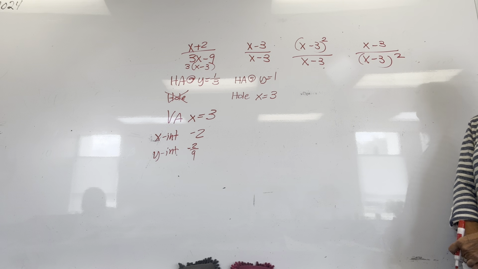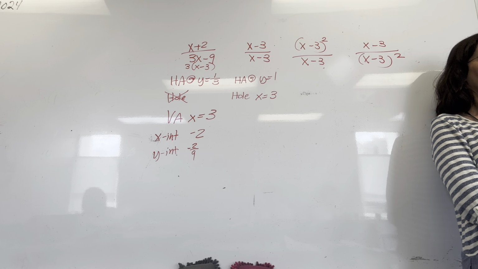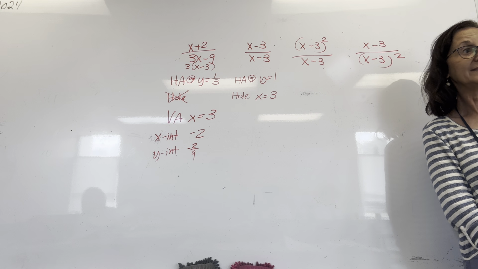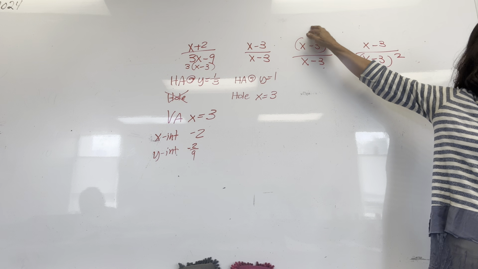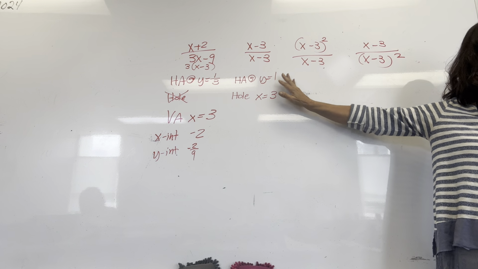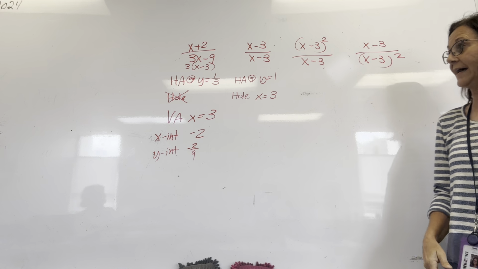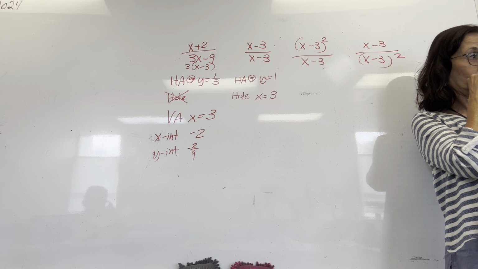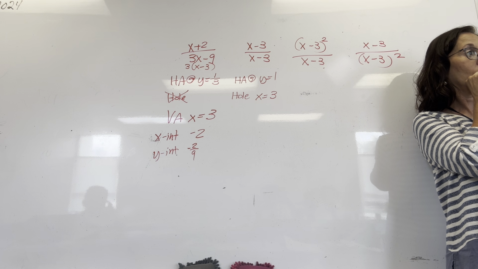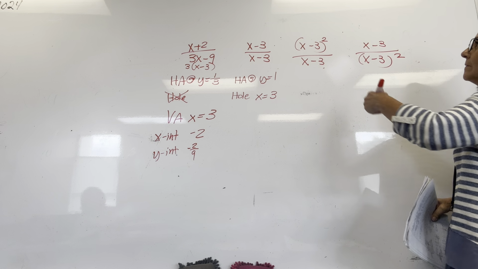Is there a horizontal asymptote? No. Why? The numerator's degree is greater than the denominator's. This is a squared term. This is a first degree. There's going to be a different kind of asymptote, but no horizontal asymptote. Is there a hole in the graph? No, because it doesn't cancel out.